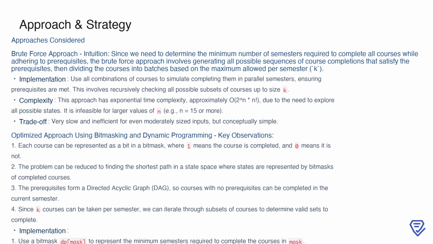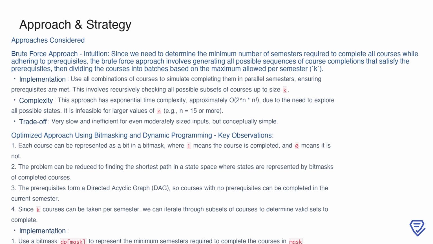To address these challenges, we shift our focus to a more optimized solution that leverages bit masking and dynamic programming. Here, we make several key observations that help simplify the problem. Each course can be represented as a single bit within a bitmask, where a 1 indicates the course is completed, and a 0 indicates it is not.